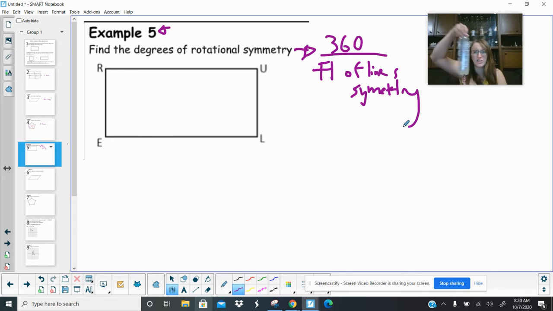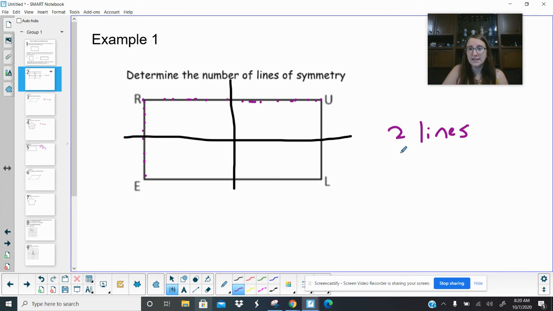Every single shape, if you turn it 360 degrees, ends up back where you started. It doesn't matter what the shape is. If I turn this a full turn, that ends up back where it started. So our answer will never be 360 because everything has 360 degree rotational symmetry. So looking back, our rectangle had 2 lines of symmetry.